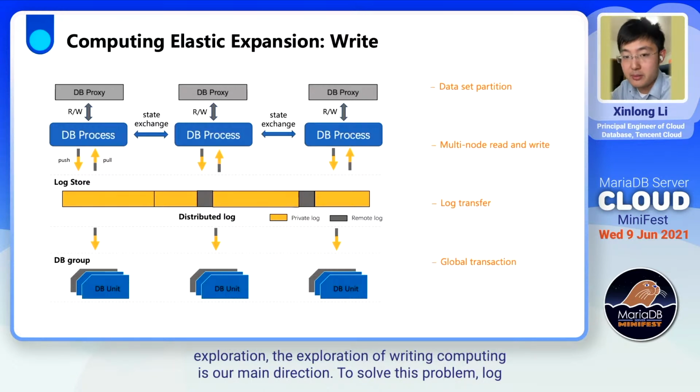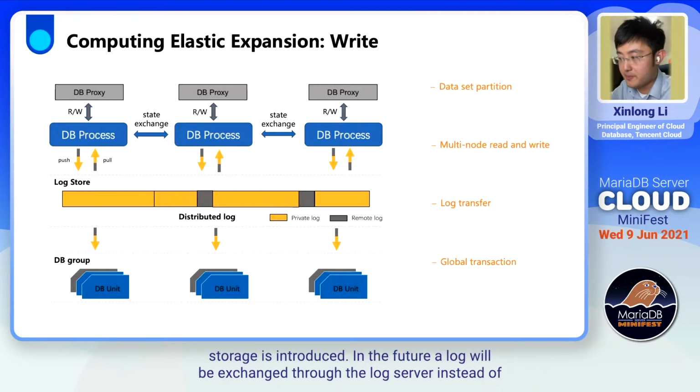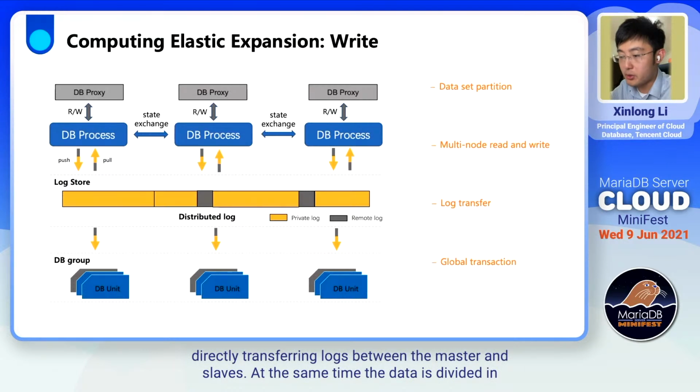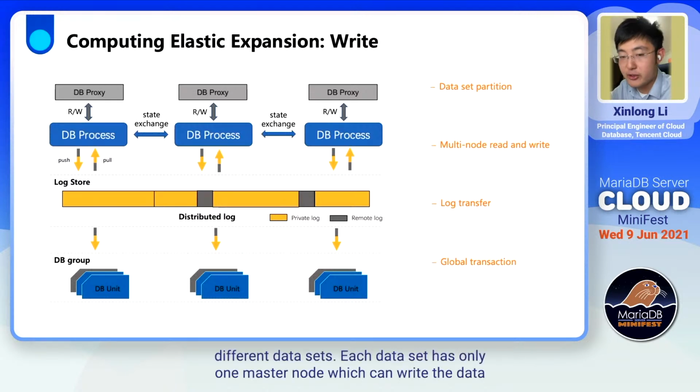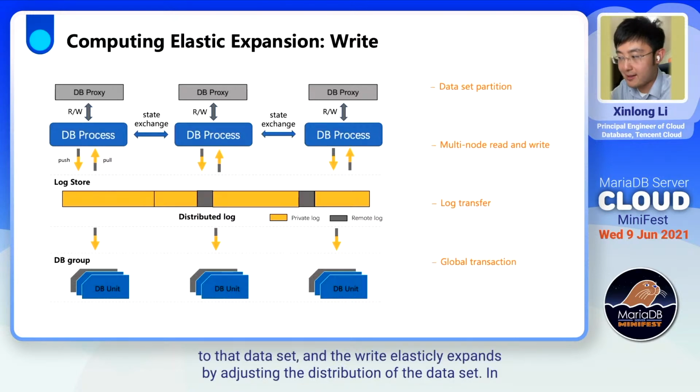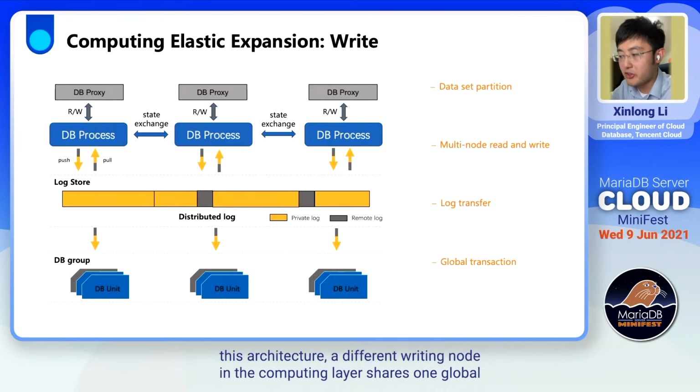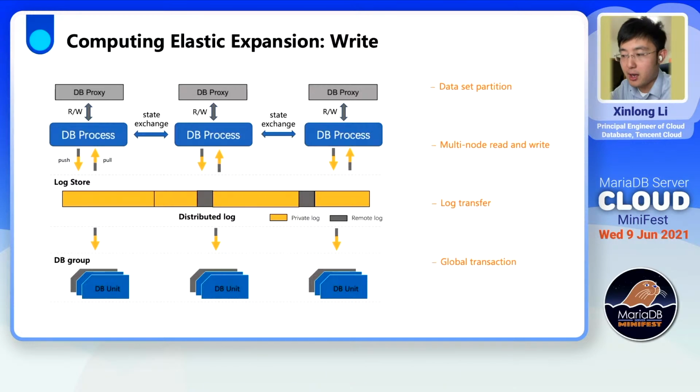To solve this problem, log storage is introduced. In the future, logs will be exchanged through the log server instead of directly transferring logs between the master and slaves. At the same time, the data is divided into different data sets. Each data set has only one master node which can write data to that data set, and write elasticity is expanded by adjusting the distribution of the data sets. In this architecture, different writing nodes in the computing layer share one globally consistent read view.